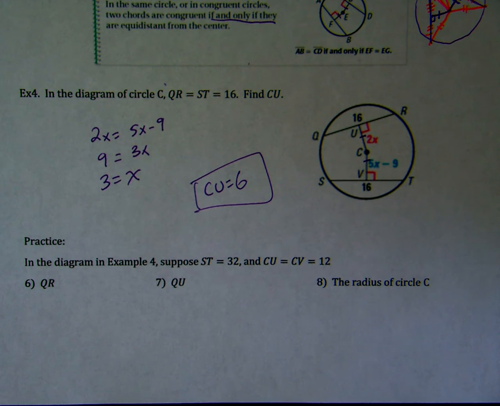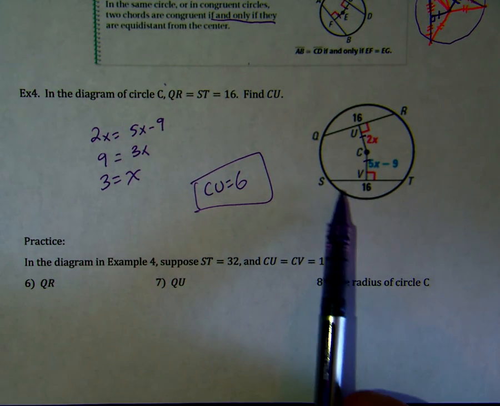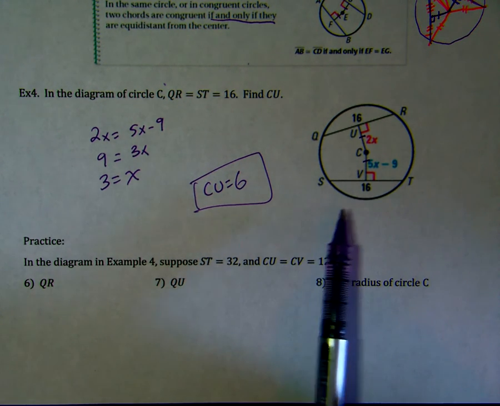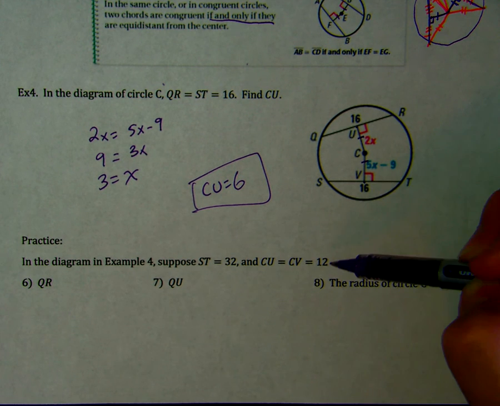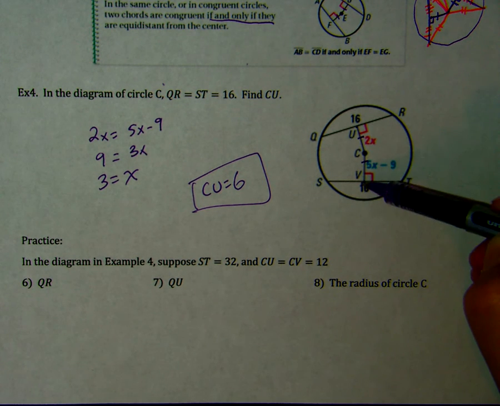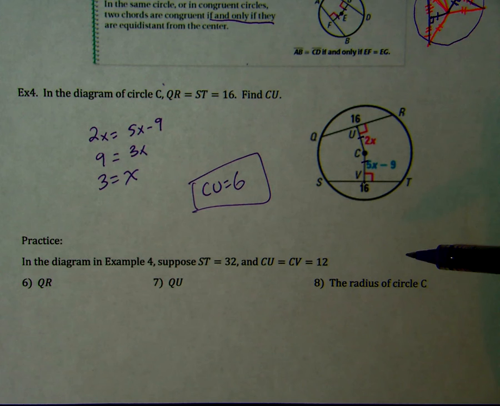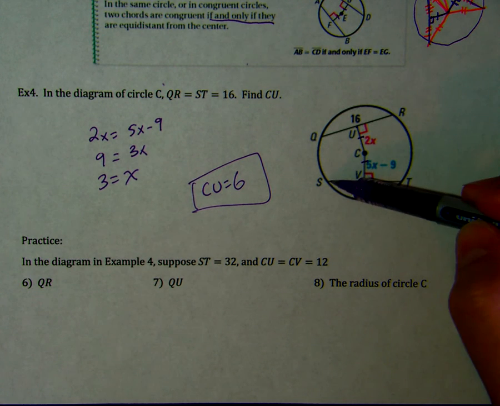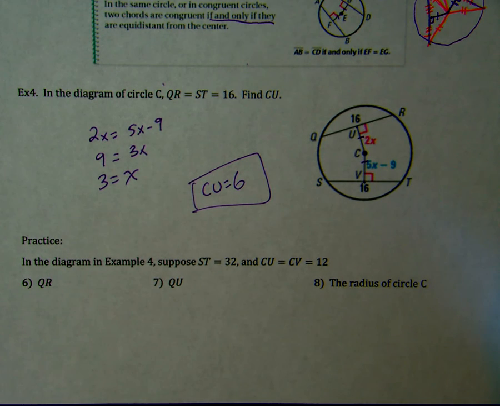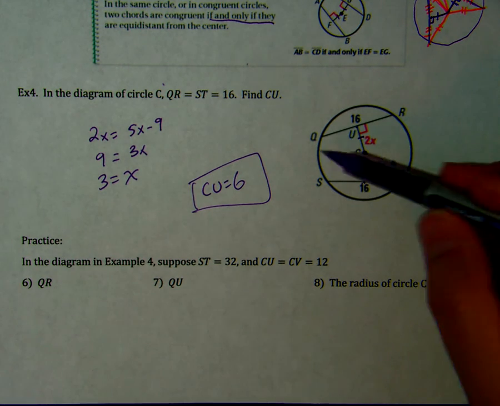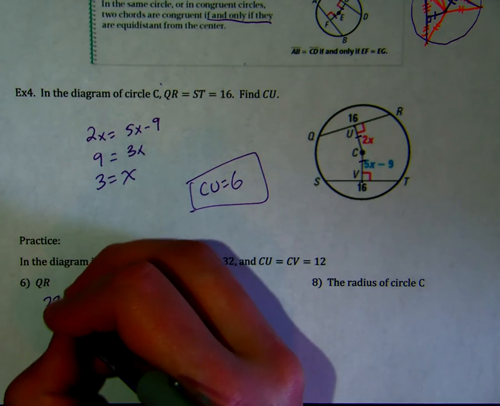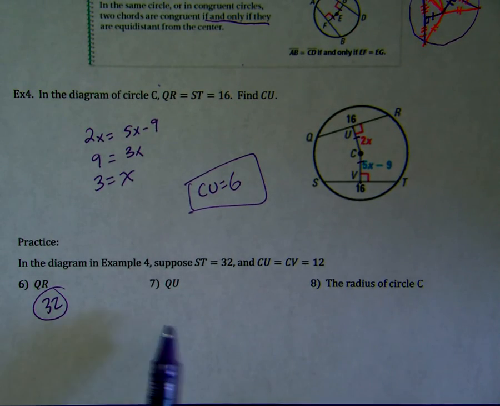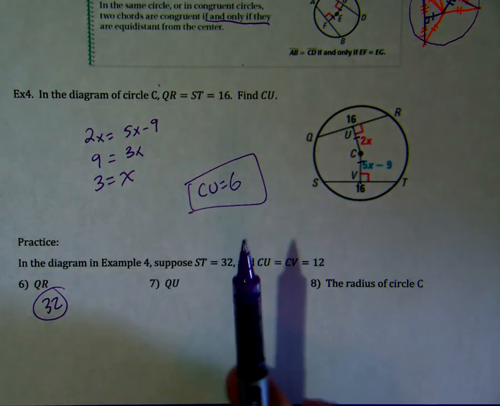All right. Now the practice questions down here. Same idea. ST is 32. CU is equal to CV, which is 12. So if CU is equal to CV, they are equidistant. So if these are equidistant, then ST and QR are congruent to each other. That means that QR is going to be the same thing as ST. This is going to be 32.